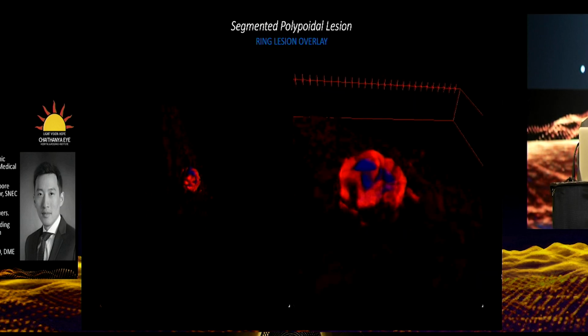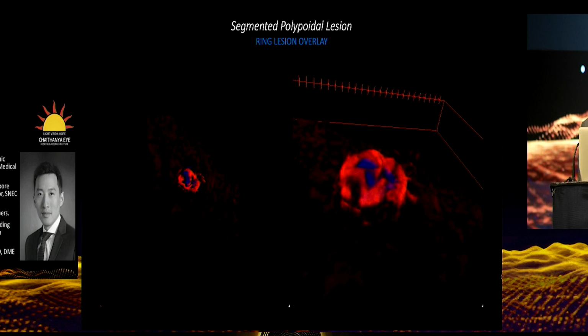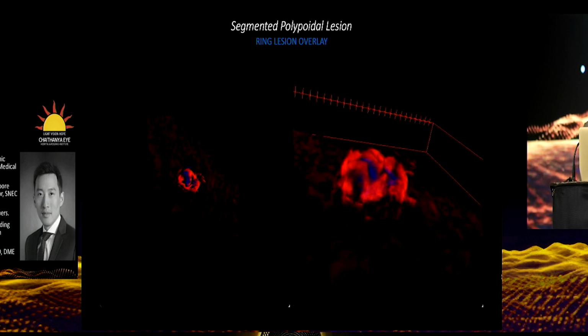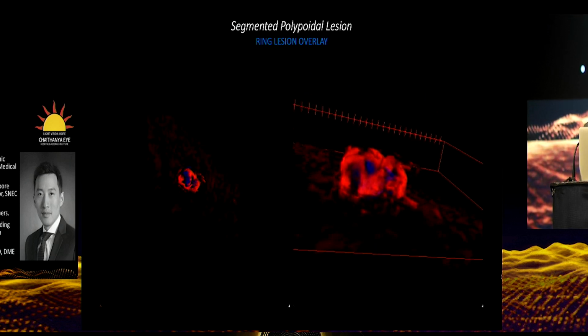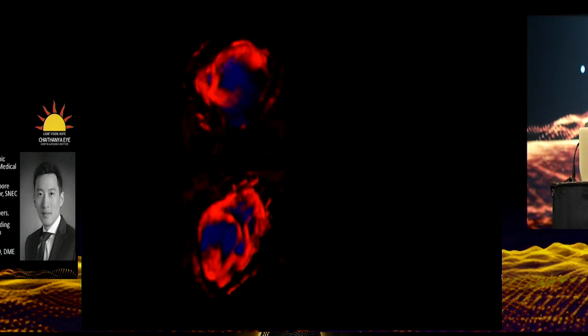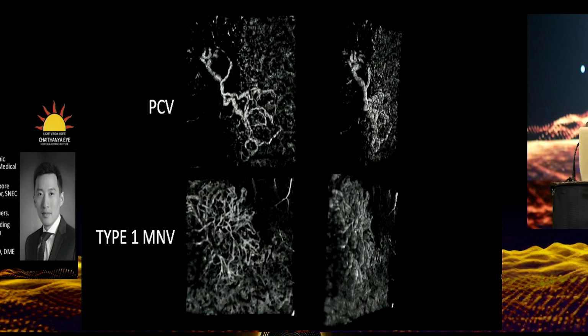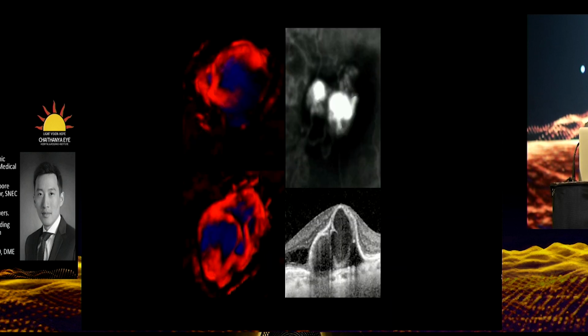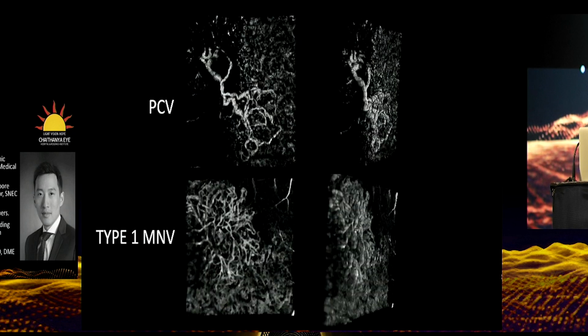You can see the ring sign really sits within that coiled architecture, and it really is a space within that coiled architecture. Blown up views here in relation with ICG as well as cross-section OCT. So here, again, we can appreciate that really it is this coil going around a space rather than the space itself being the polypoidal lesion.